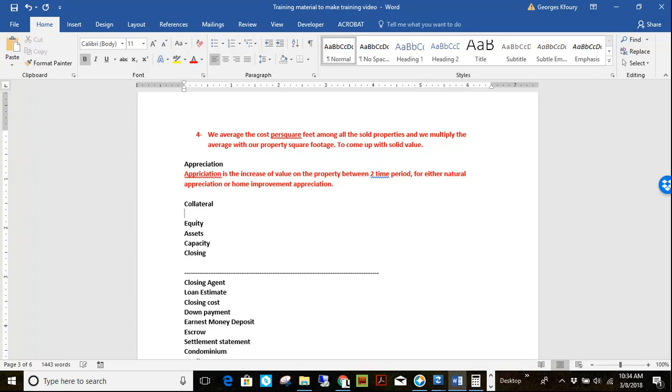Collateral. The collateral of a home loan is the home that we are financing. Collateral is the home that secures the loan.